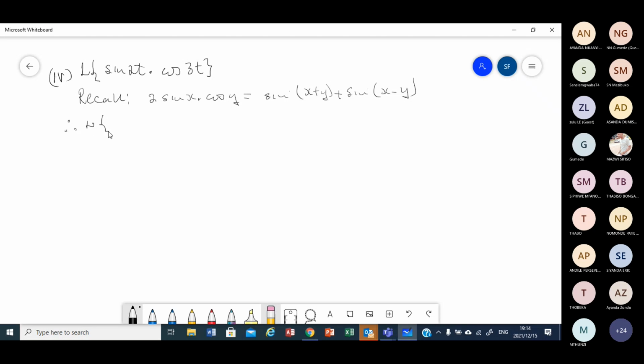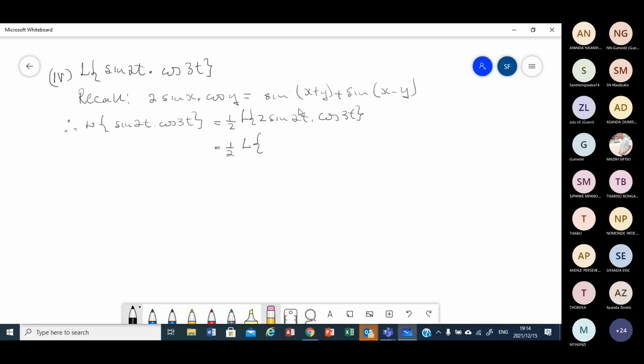Therefore, the Laplace of sine 2t cos 3t can be written, I need a 2 there, as the Laplace of 2 sine 2t cos 3t. I've multiplied by 2, so I must take it out because I want this to be exactly the same as that. Now it is the same. It is given by what?